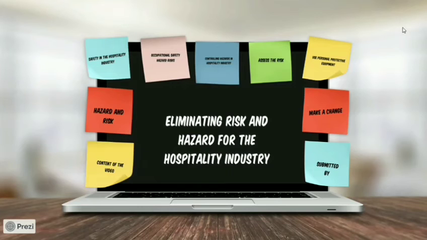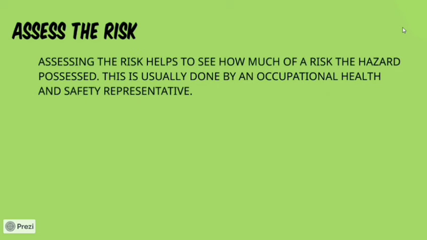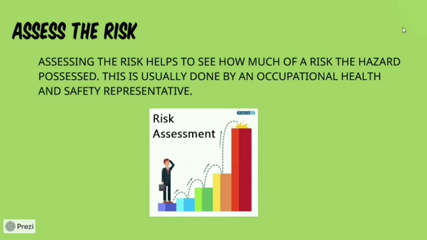Next, assess the risk. Assessing the risk helps to see how much of a risk the hazard possesses. This is usually done by an occupational health and safety representative.